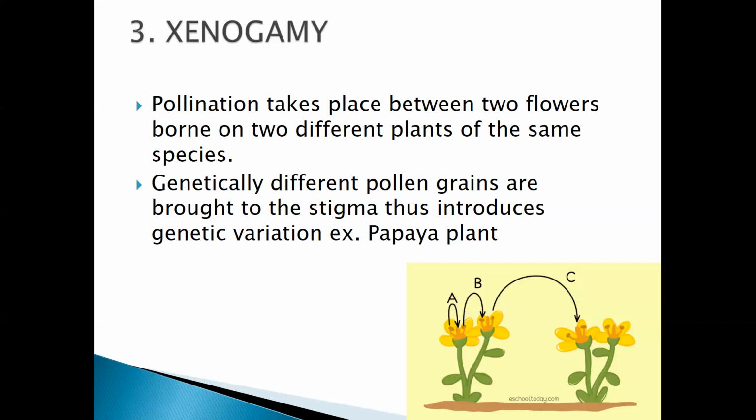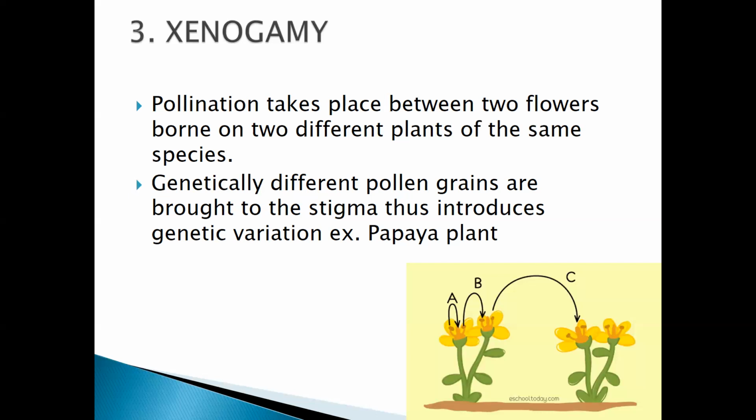And because there is this possibility of cross-pollination, there is a wide possibility of genetic variation. It means any pollen grain can come, or any pollen grain can pollinate that plant, and there can be genetic variation. A different variety can be grown. So there is a wide possibility of genetic variation in xenogamy.